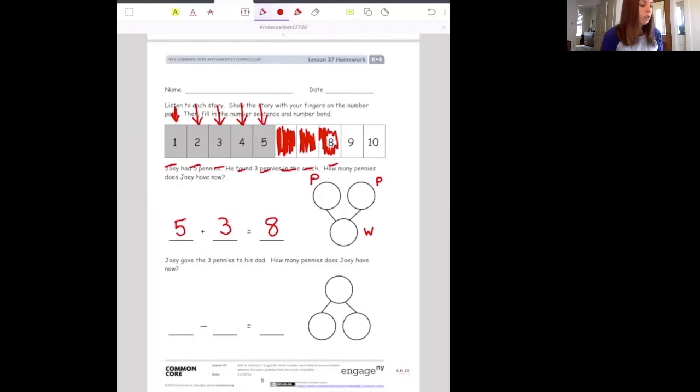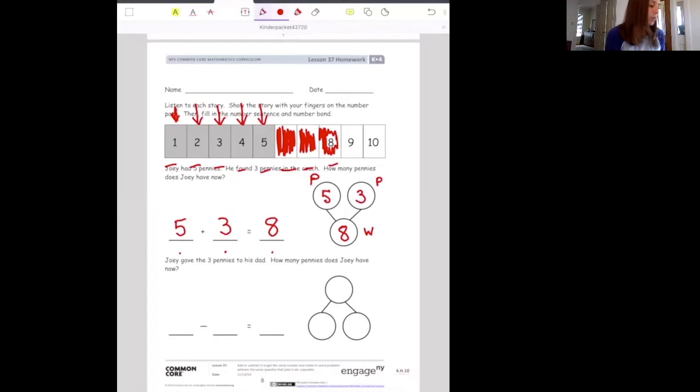Now, we know the whole number is the biggest number that we see. So what is your big number here? Is it 5, 3, or 8? Good, 8. 8 is the whole number. So go ahead and put your 8 here next to your W. And then we have our other 2 numbers, which must be our parts. So we have a 5 and a 3.